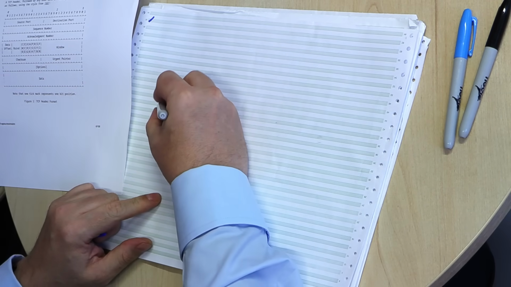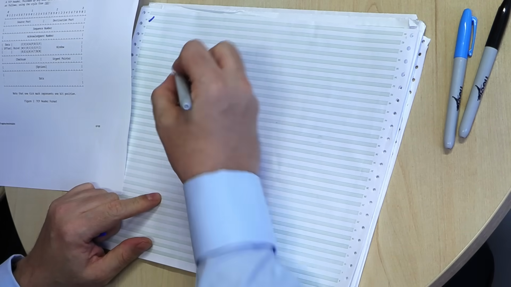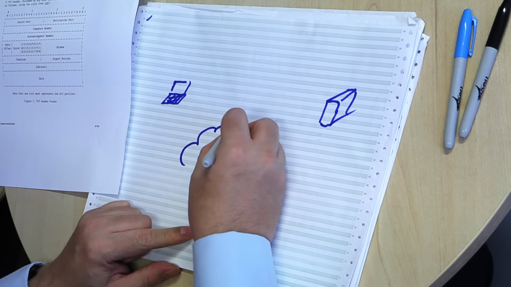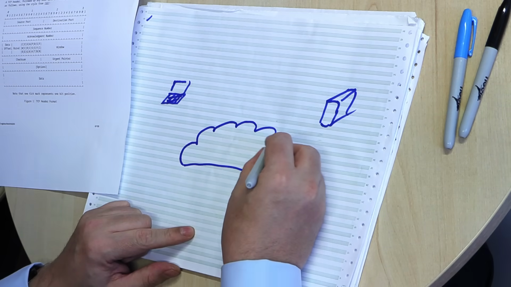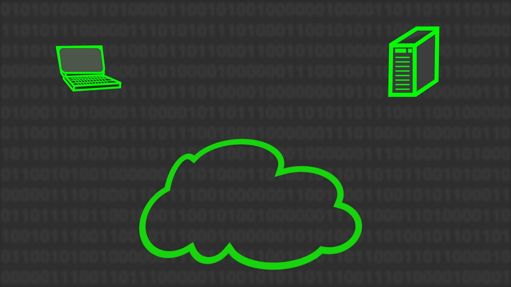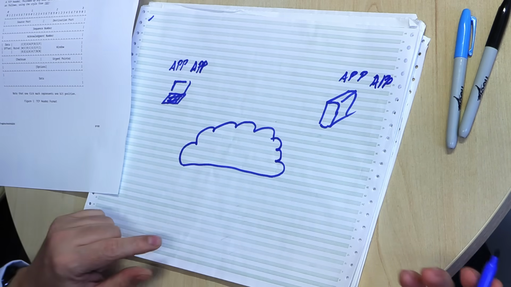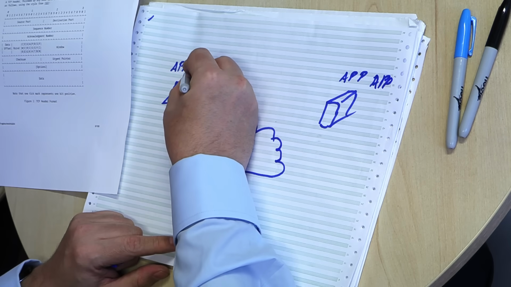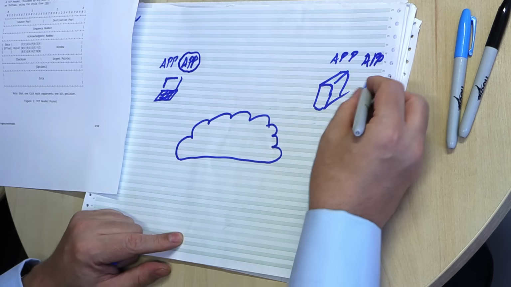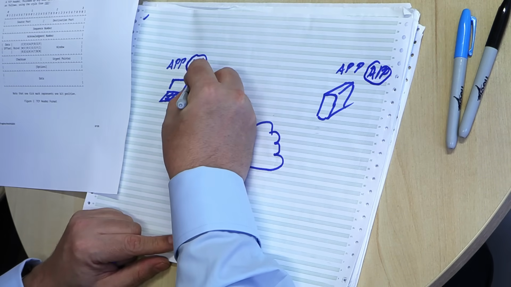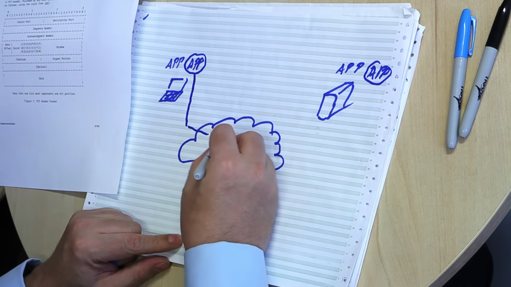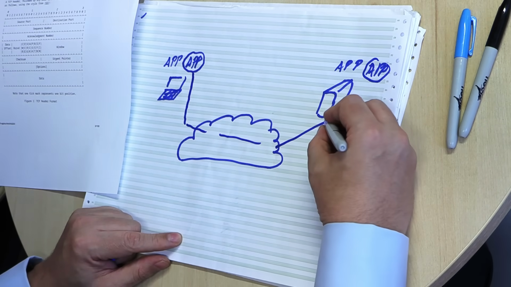We have our poorly drawn laptop, we have our poorly drawn server, and we have the internet drawn as a cloud. Hooray. Now, we've got some applications running on our laptop, some applications running on the server, and we want to get data from the app through to the other app. We want that data to go through the internet. It's got to get between the right program on this laptop and the right program on this server.